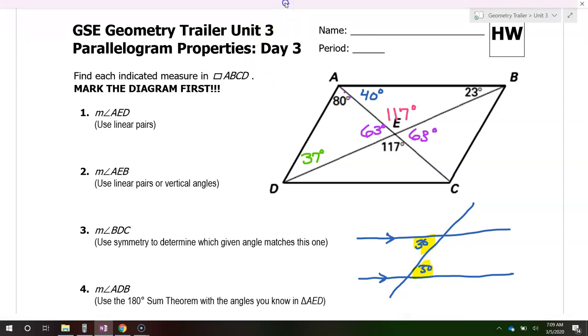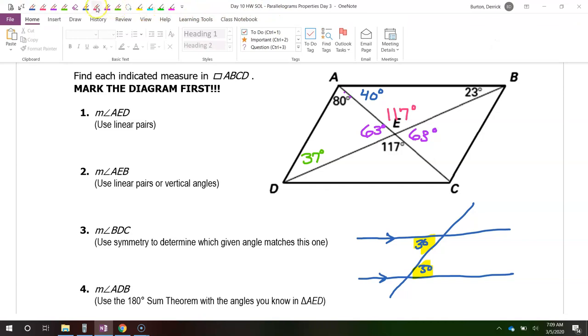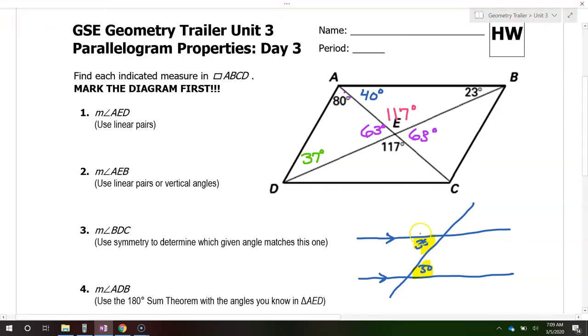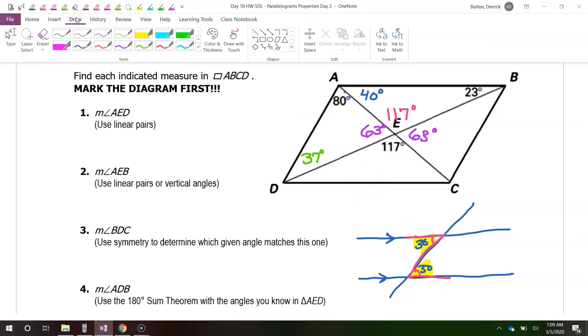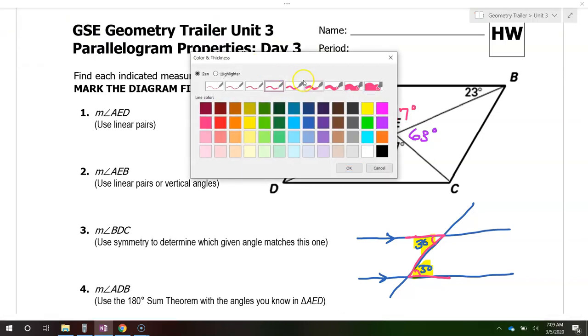Now, notice that a pair of alternate interior angles will form a Z shape. So if I draw a Z right here, the corners of the Z are alternate interior angles. So I can use that to my advantage. Watch this. Let's see, I'm going to make this a little bit bigger.